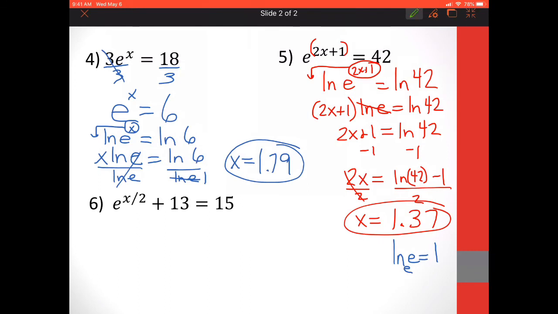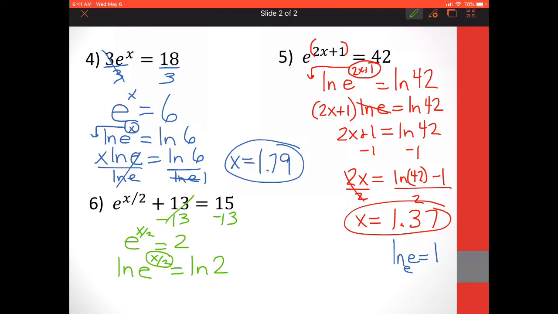Okay, so next one, or actually our last one, example 6, has e to the x over 2 power. So that's the part I need to get by itself. So I'm going to subtract 13. So e to the x over 2 equals, that's now 2. And again, when I've got exponential form, I got to use log to solve. So instead of log, though, I'm going to use natural log because it's e. Don't forget it on the other side as well. It's got to be on both sides.